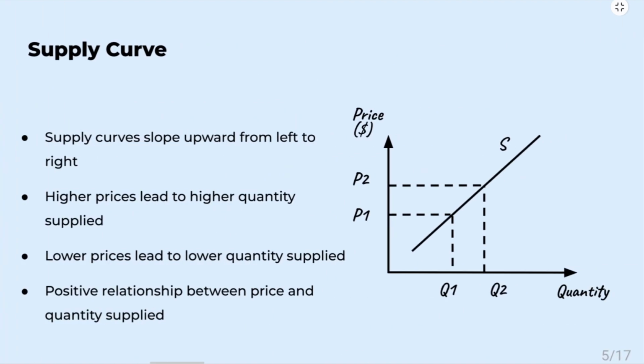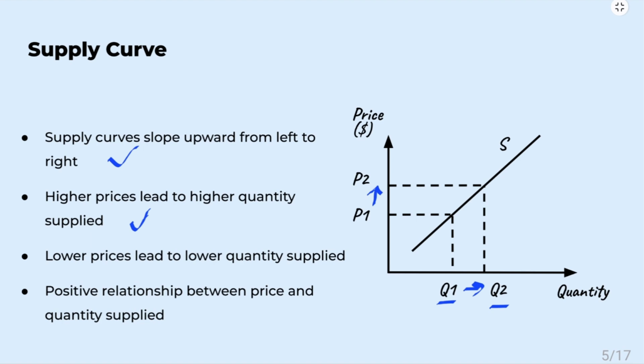As you can see, the supply curve slopes upward from left to right because there is a positive relationship between price and quantity supplied. When the price increases from P1 to P2, quantity supplied also increases from Q1 to Q2. This happens because firms have a greater incentive to produce and sell more products when prices are higher.